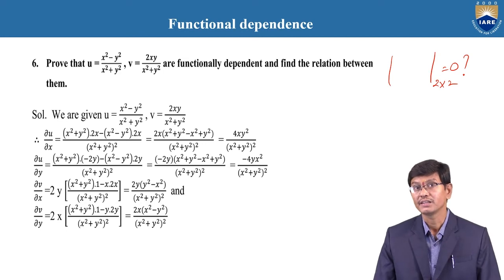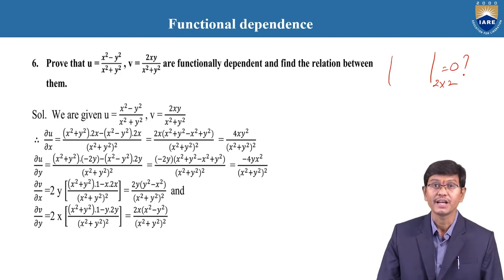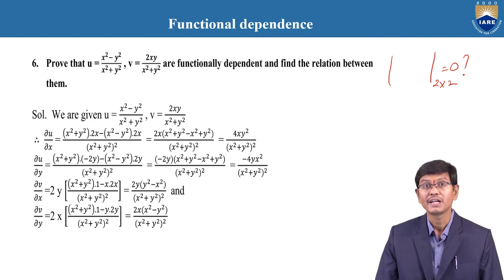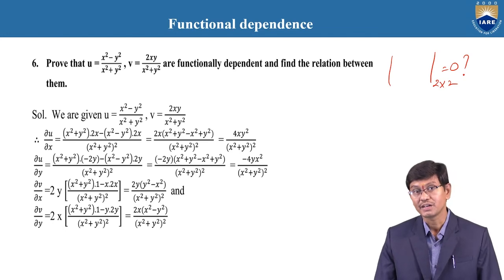That means here the dependent variables are u, v, and the independent variables are x, y. Therefore, with the help of the dependent and independent variables, there are two variables, and we have already completed all the four required values.